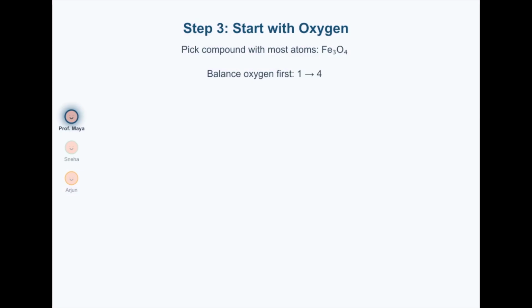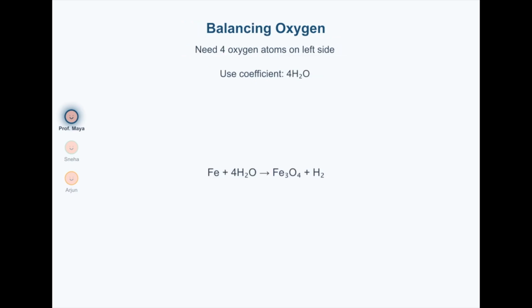Step 3. Start with the compound containing the most atoms, Fe3O4. In that compound, pick the element with most atoms, oxygen. We need to go from 1 to 4 oxygen atoms. To balance oxygen, we need 4 oxygen atoms on the left side. So we use coefficient 4 in front of H2O, giving us 4H2O. Now we have 4 oxygen atoms on each side.